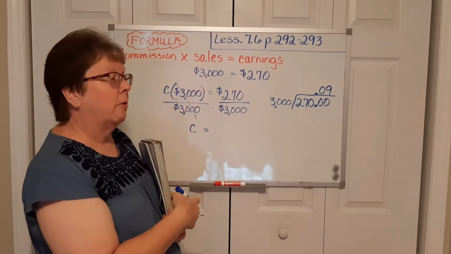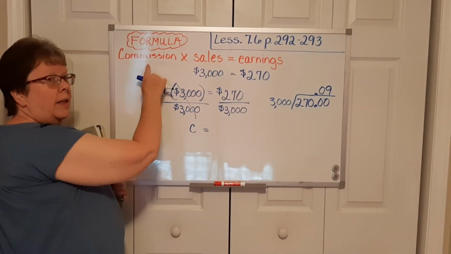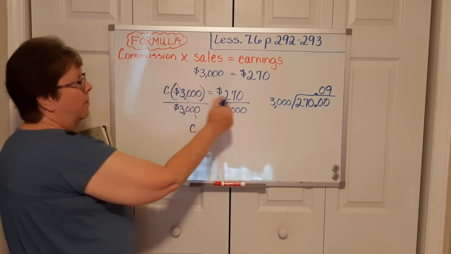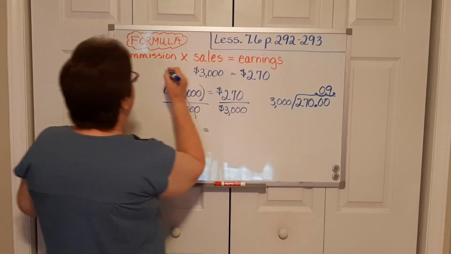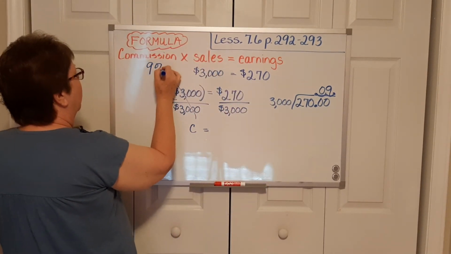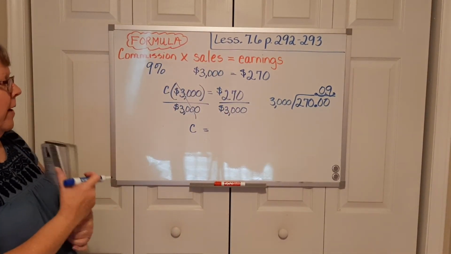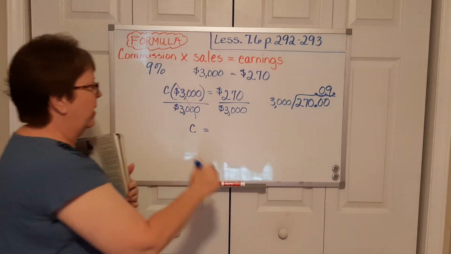But that's a decimal. And they ask us to find the commission, which is a percent. So we've got to take our decimal point and go 2 places to the right. So it'd be 9%. So there's your answer to that one.